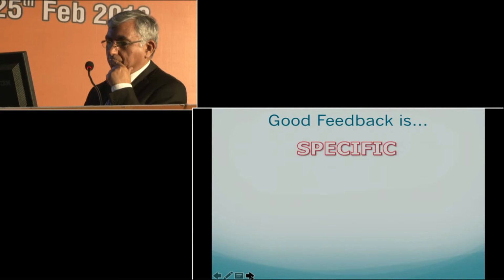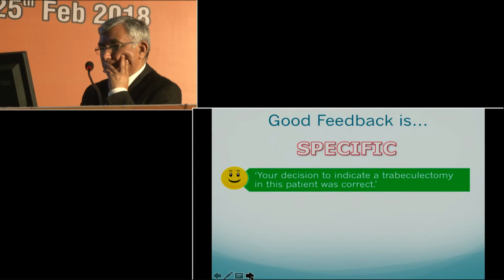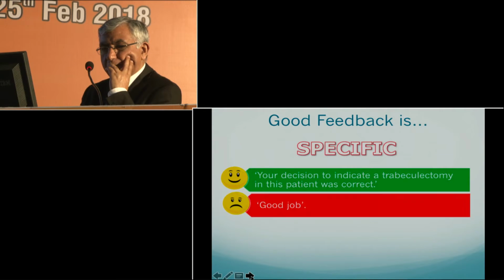Feedback should be related to very specific behaviors or actions. General statements don't let them know what is right or wrong about what they did. So let's look at this example. This is good feedback: your decision to indicate a trabeculectomy in this patient was correct. This is a very specific piece of information that we are delivering to the student.